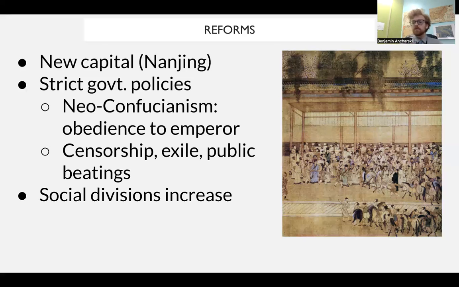And as a result of the return of the civil service exam, a result of this very strict, authoritarian-style government, we do see that social divisions will increase, especially economic classes. We will see the return of the scholar gentry, the decline of the merchant class, and we do see very strict assurance that peasants have to follow these rules.